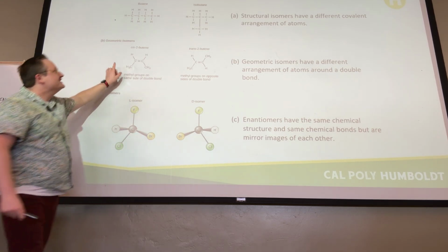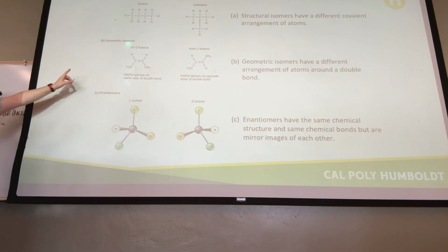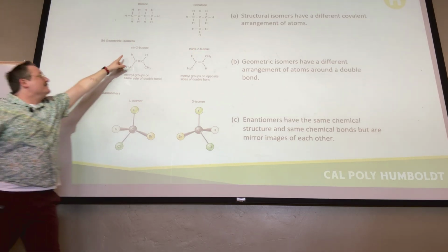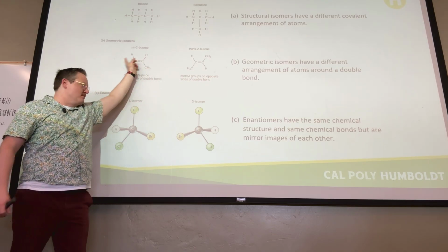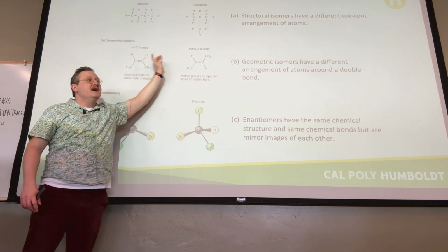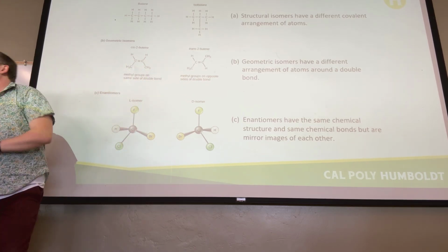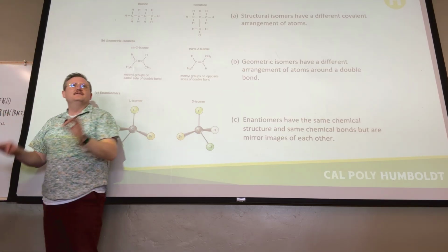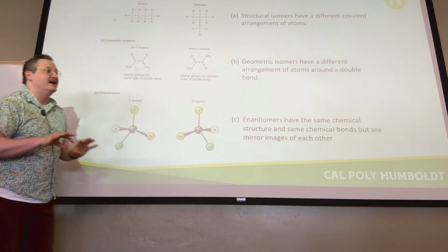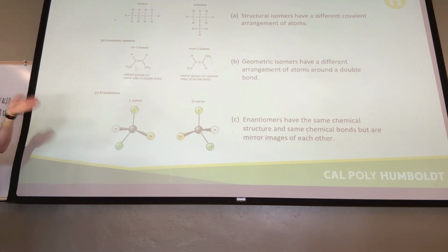Your geometric isomers, which are also called the cis-trans isomers, okay, because those are the names given for the different isomeric forms, these are all based around double bonds. So if a molecule has a double bond in it, then there can be cis forms of it and trans forms of it. These are different isomers.